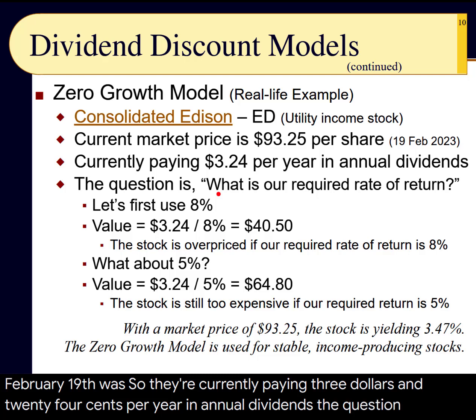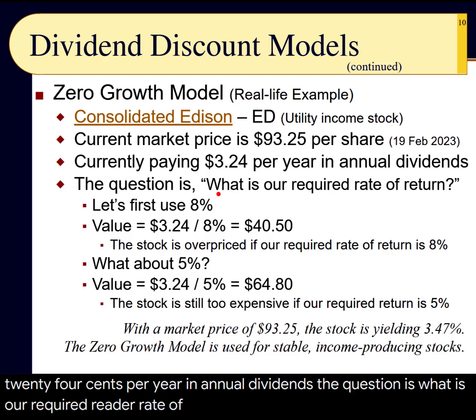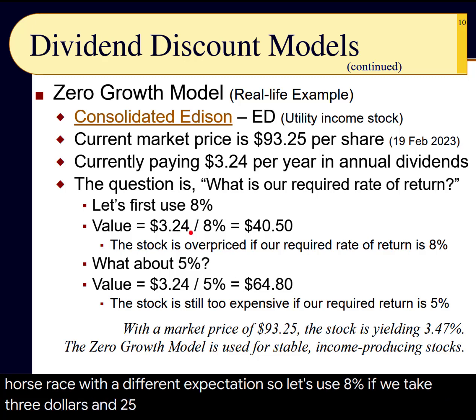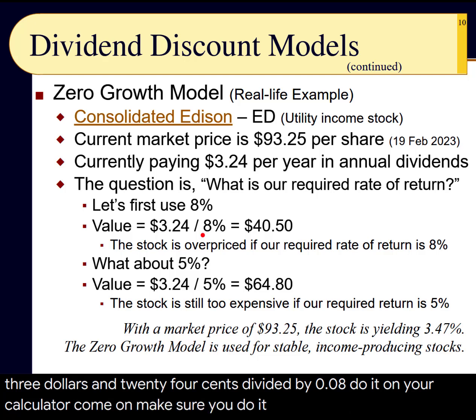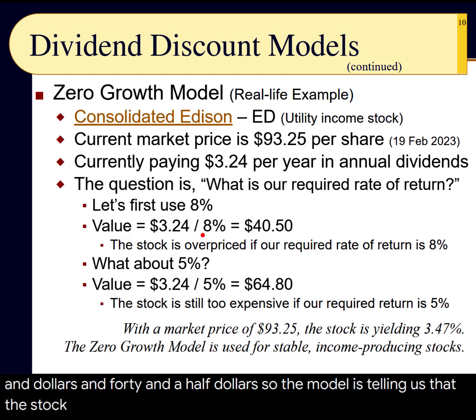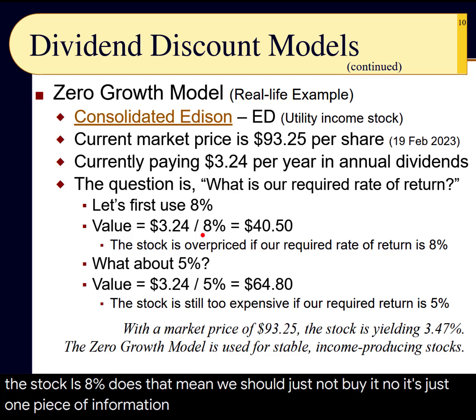The question is, what is our required rate of return? Remember, everybody comes to the horse race with a different expectation. So let's use 8%. If we take $3.24 divided by 0.08, do it on your calculator. Come on, make sure you do it. That's equal to $40.50. So the model is telling us that the stock is overpriced if our required rate of return is 8%. Does that mean we should just not buy it? No, it's just one piece of information that we use when we are doing our research.